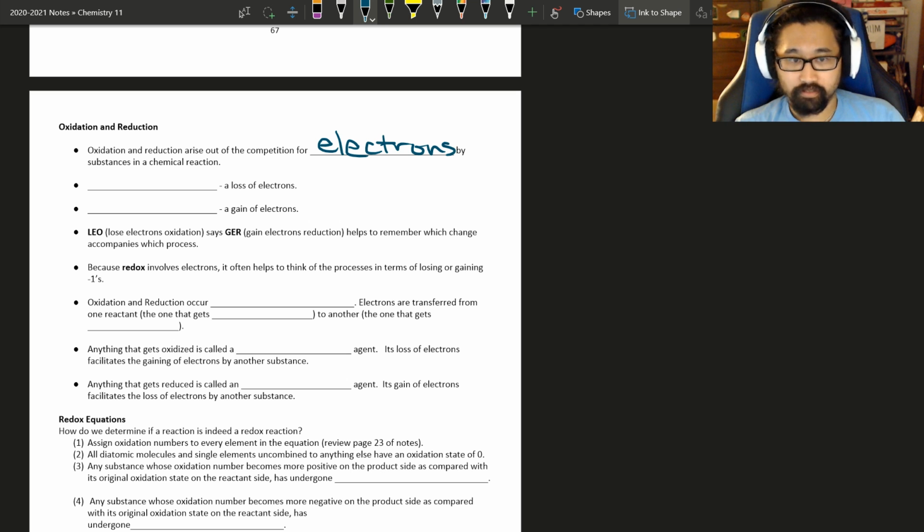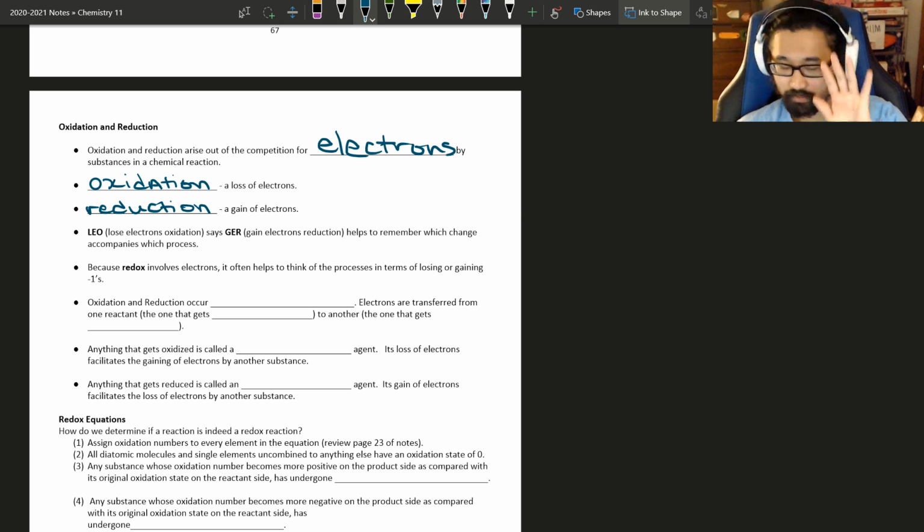Now here is where the first big what-the-heck moment comes in. A loss of electrons is known as oxidation. A gain of electrons is called reduction. And immediately, why is gaining electrons being reduced? I know.